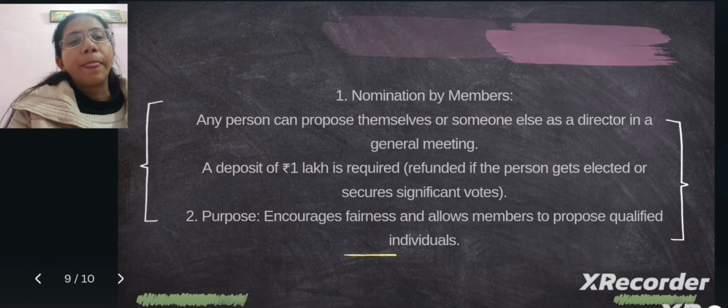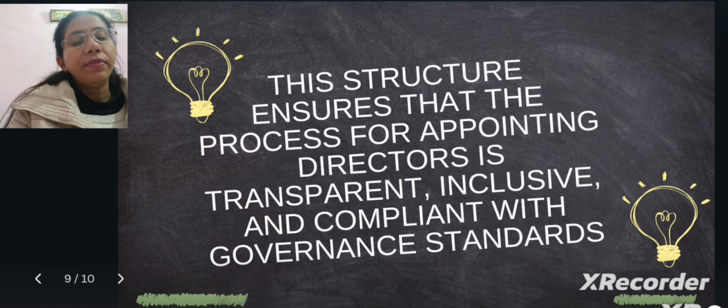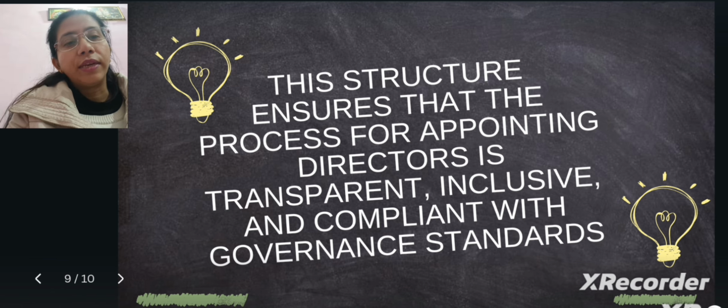So this is what Sections 149 to 160 are about. This structure ensures that the process for appointing directors is transparent, inclusive, and compliant with governance standards. So here are some points about this particular topic.